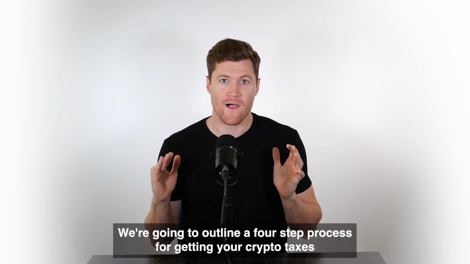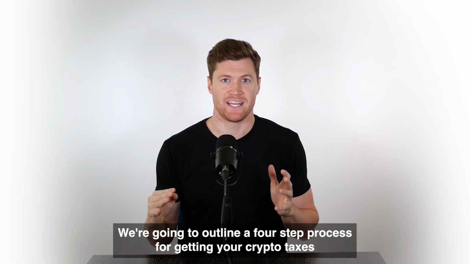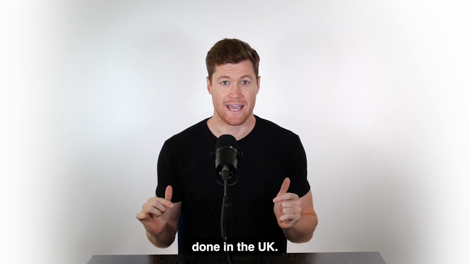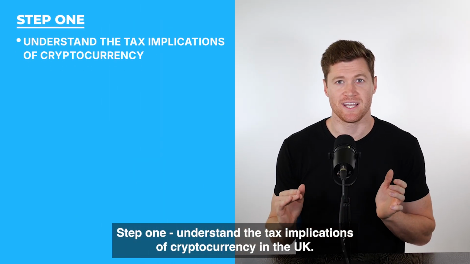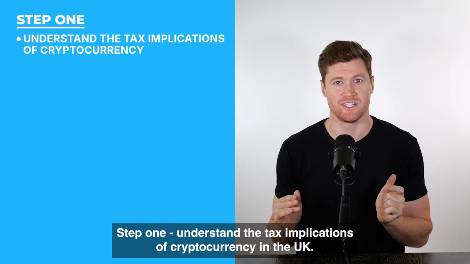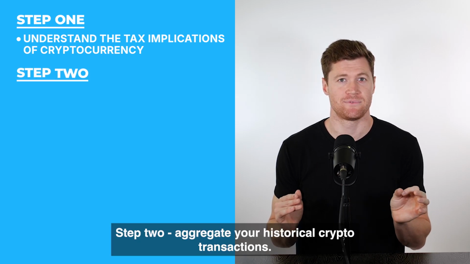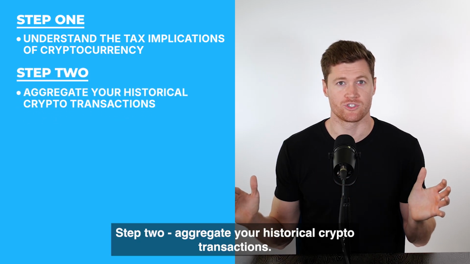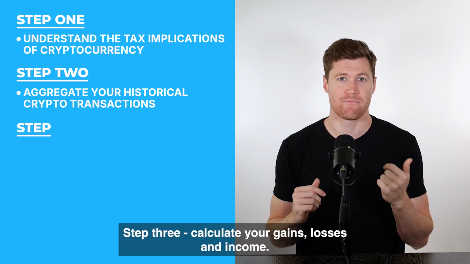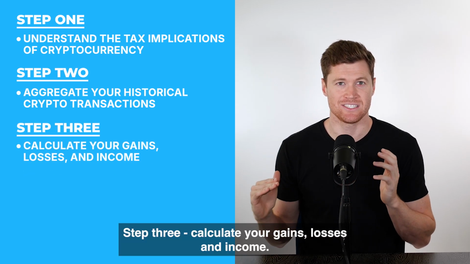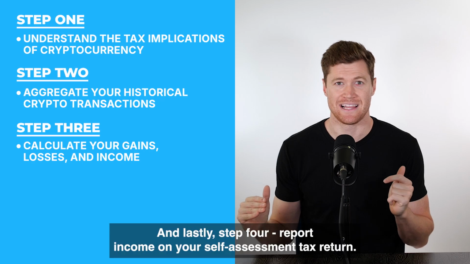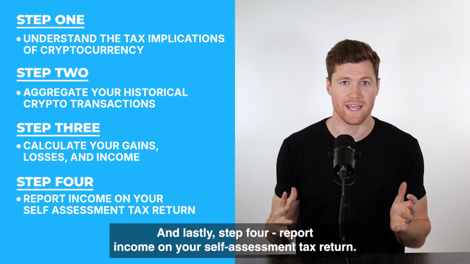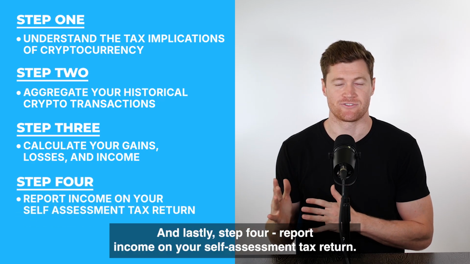All right, we're going to outline a 4-step process for getting your crypto taxes done in the UK. Step 1, understand the tax implications of cryptocurrency in the UK. Step 2, aggregate your historical crypto transactions. Step 3, calculate your gains, losses, and income. And lastly, step 4, report income on your self-assessment tax return.